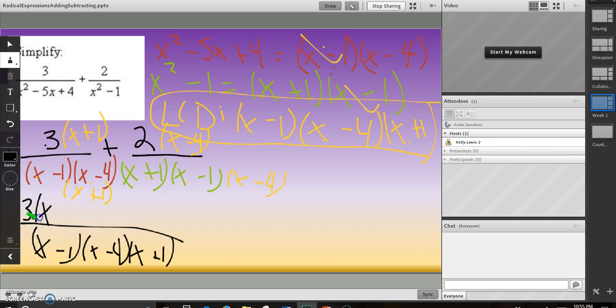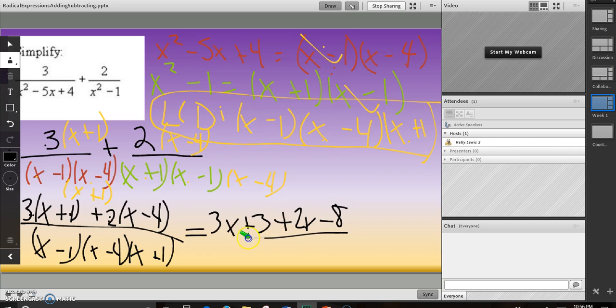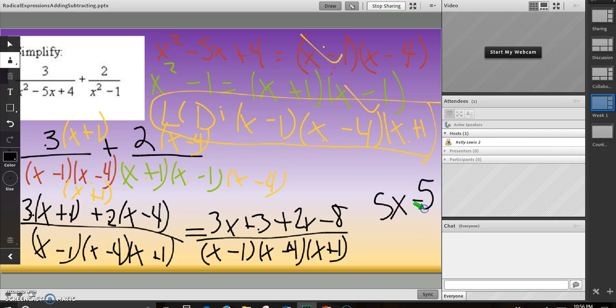3 times x plus 1 plus 2 times x minus 4. I do need to distribute this guy, so I get 3x plus 3 plus 2 times x, 2 times negative 4, and then leave this alone. All right, 3x plus 2x, 5x. Ooh, I need these. 3 minus 8 is negative 5. Good problem.